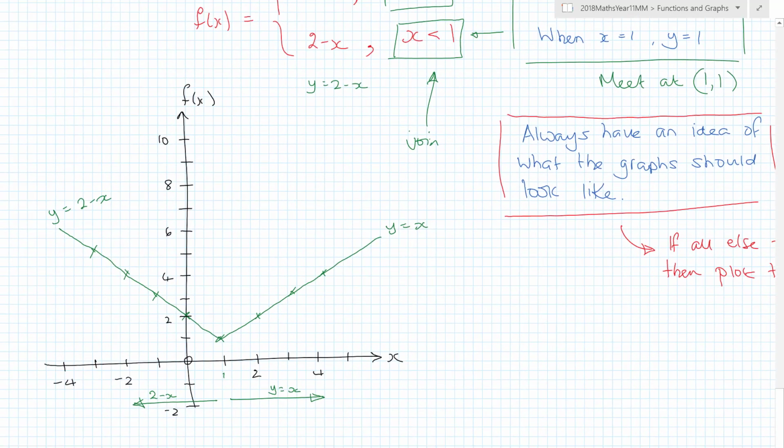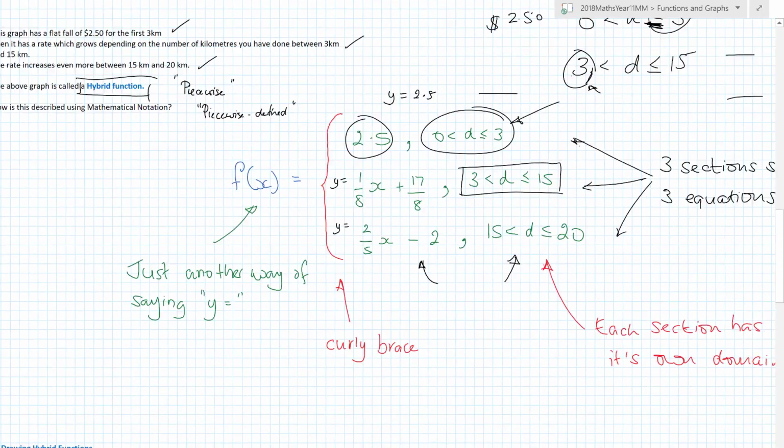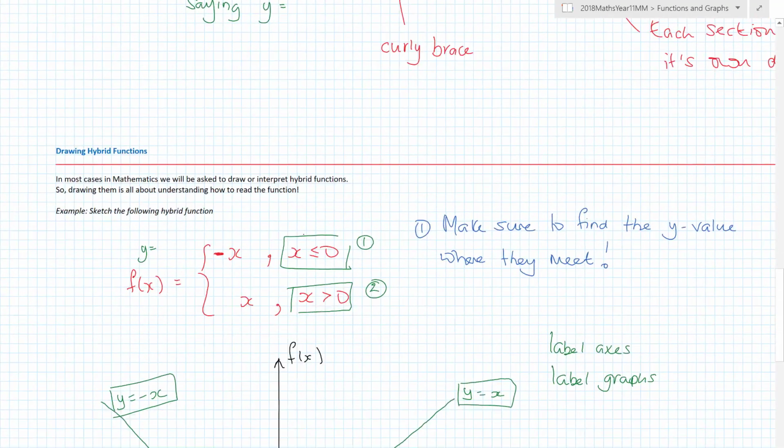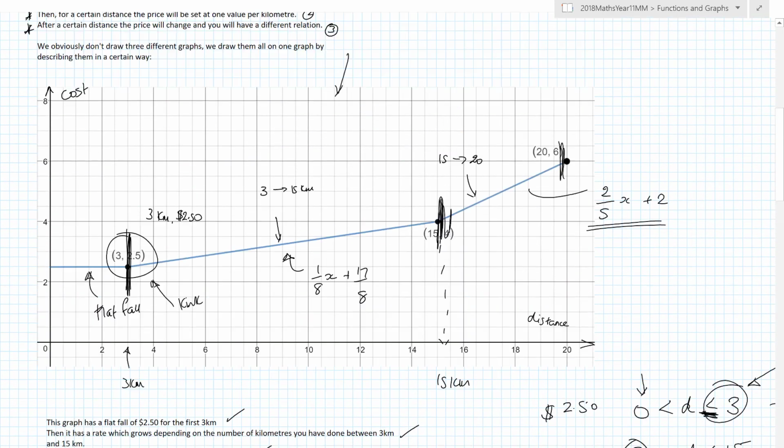Now, that, ladies and gentlemen, is the end of the discussion of hybrid functions. Let's just recap very quickly. It is really important when you have a hybrid function that you realize that the curly brackets describe a hybrid or piecewise function. These things here are the equations of the lines. They can be curves. There may be quadratics. And these things here are the domains for which those particular graphs are to be drawn. So for this one here, when x is less than or equal to 0, we're going to draw minus x. And for this one here, when x is greater than 0, we're going to draw x. Nothing more to it, really.